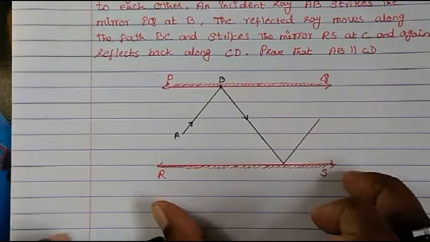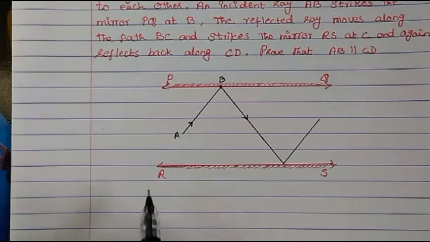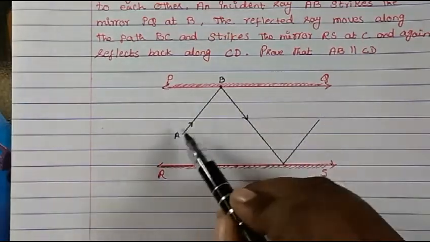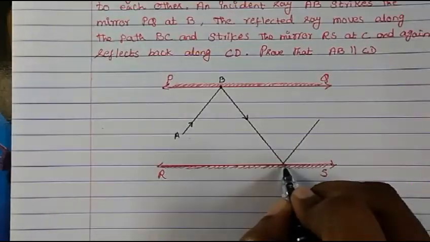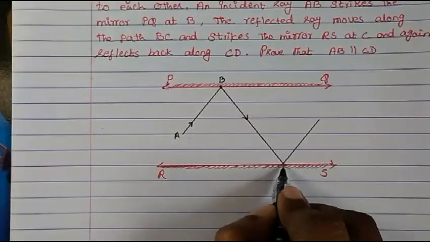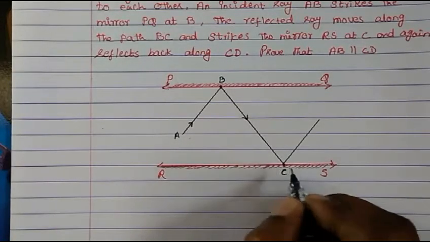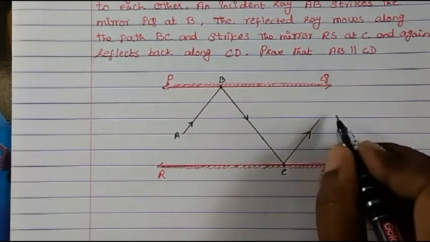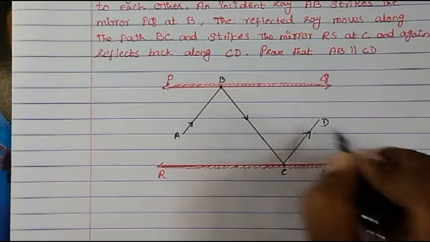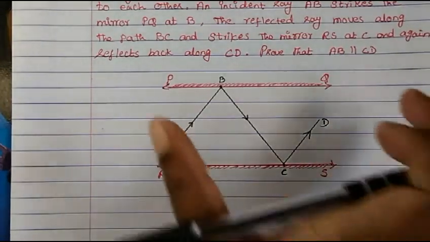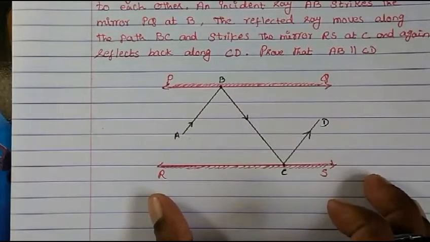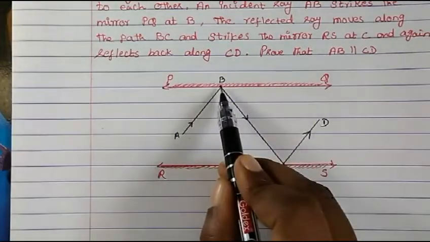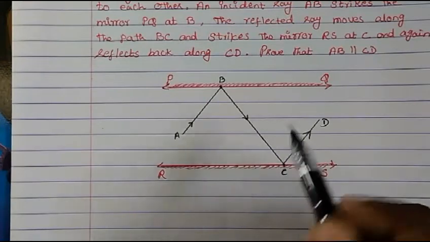It reflects back and then strikes this point on another mirror. RS is the other mirror. So first AB falls on PQ, reflects back and falls on the other mirror at point C. Then again it is reflecting back at point D. This is the figure given to us. PQ and RS, two mirrors, are parallel to each other. A ray strikes the mirror PQ at point B and reflects back, strikes here and again reflects back.